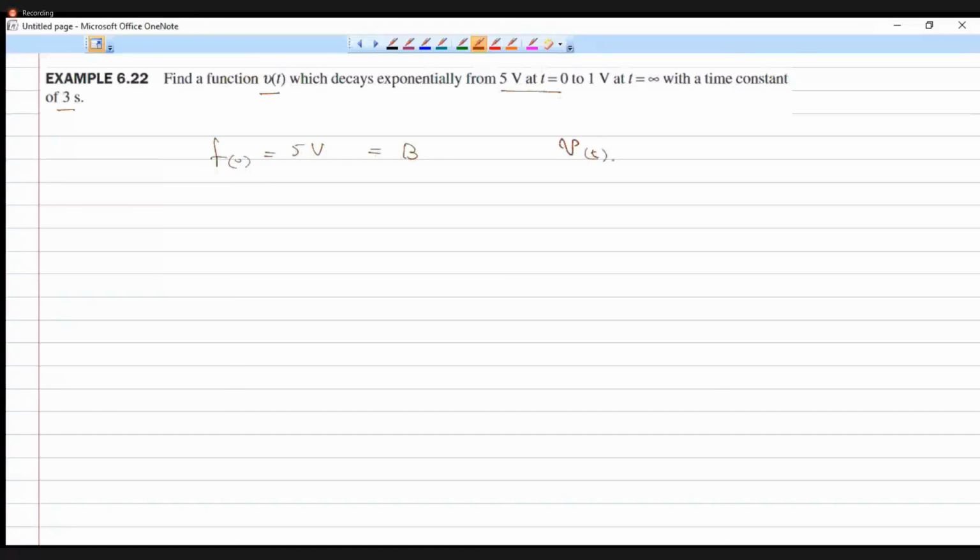You know the general expression f of t, v of t, could be written as a e power minus at plus b. This is the general expression of the exponential, where we need to find what b is, what a is, and what small a is. The value of this function is equal to 1 volt at t equal to infinity, so we have f infinity is equal to 1 volt. We should also know that b is equal to f of infinity, and a is equal to initial value minus final value, that is f0 minus f infinity, right?